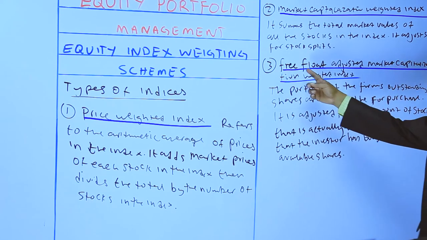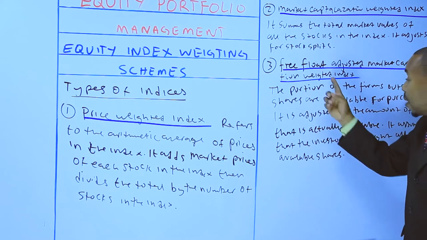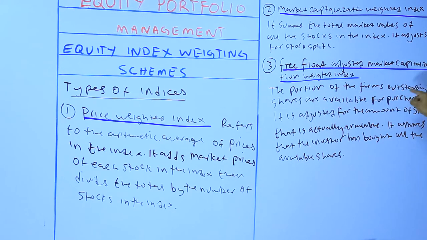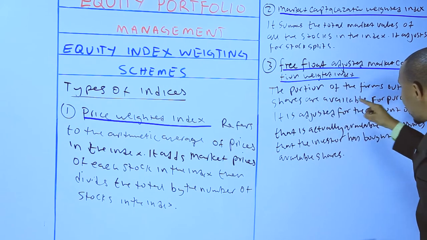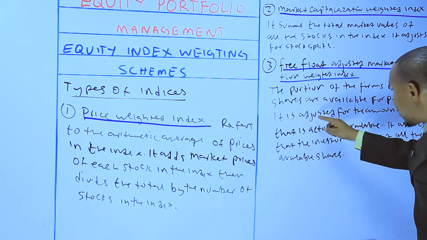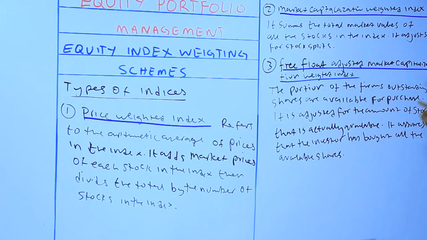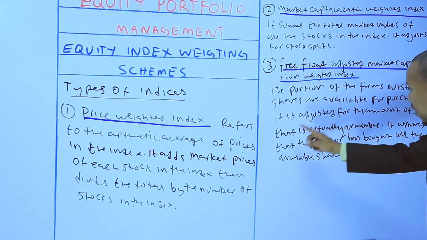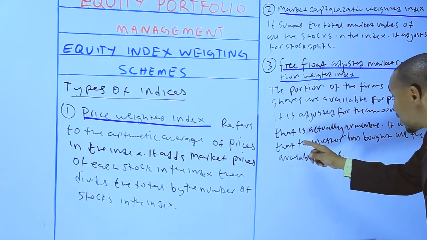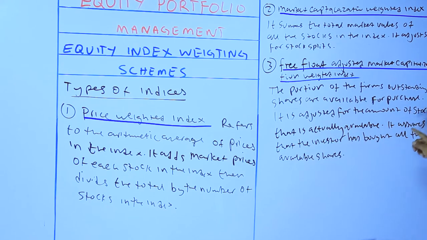What are we saying about free float adjusted market cap weighted index? The portion of the firm's outstanding shares are available for purchase. It is adjusted for the amount of stock that is actually available. I'll be able to shortly explain. It assumes that the investor has bought all the available shares.